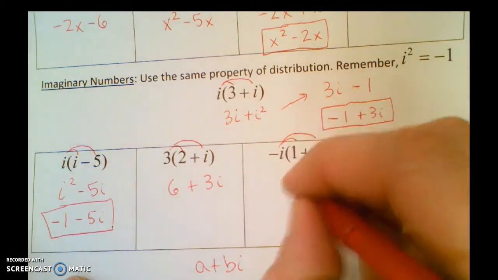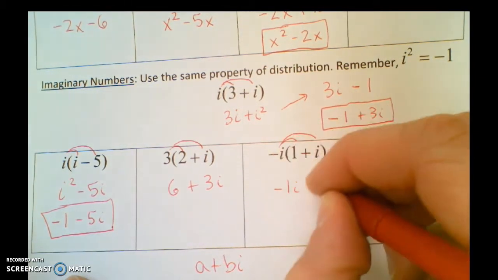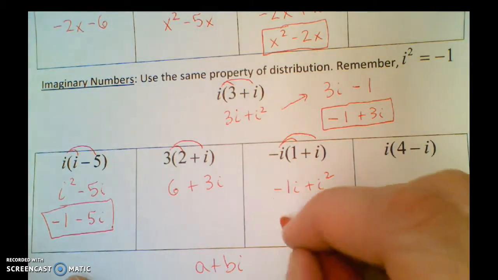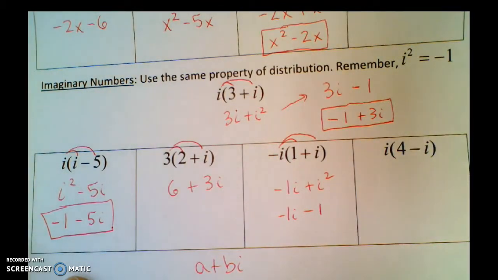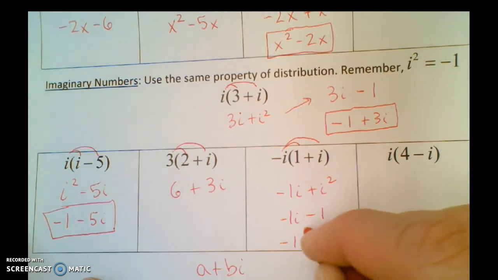Distributing, -i times 1 is -1i, and i times i is i squared. I know that i squared turns into -1 though, so I'm just rewriting it, just the value that it equals. And then now I have to put it in the standard form, so I rearrange the terms.